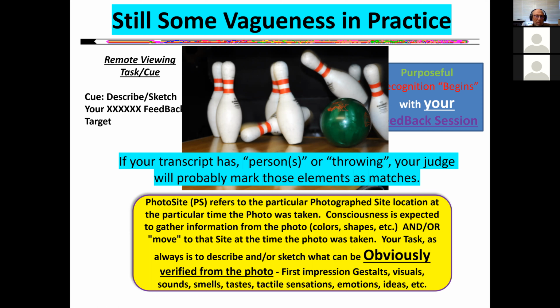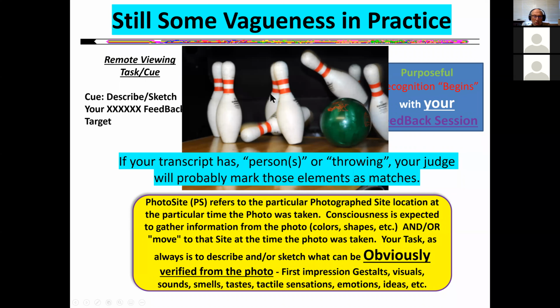There is still some vagueness in this in practice. Those of us who've been doing remote viewing and judging for years and years know that if the transcript has persons in it or throwing, your judge, the RV judge, will probably mark those elements as matches, but not all. There are some people who are really very strict about this, and all they want is what is in the picture. And you and your judge need to work that out.